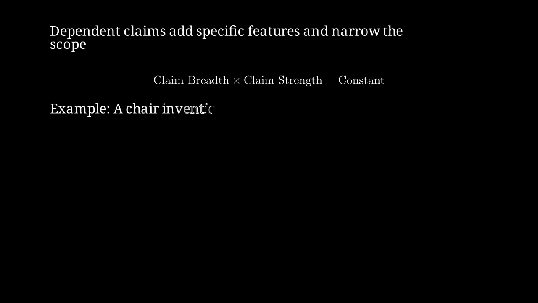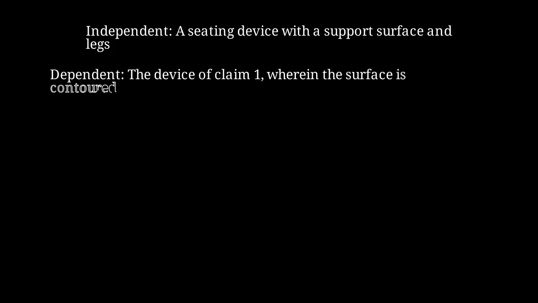Let's consider an example. Suppose you invented a new type of ergonomic chair. An independent claim might read, a seating device comprising a support surface and a plurality of legs. A dependent claim would add, the device of Claim 1, wherein the support surface is contoured to conform to human anatomy.